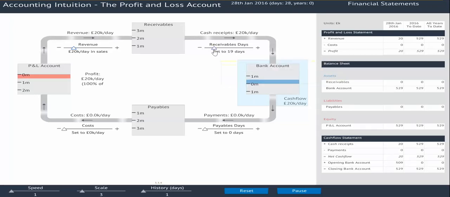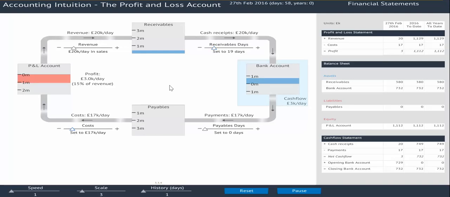Let's introduce some receivables days. So now customers have 19 days credit. And in this scenario now, the business's profit has been unaffected by that change, but its cash receipts have temporarily stopped because customers are now waiting 19 days before paying. But we see that receivables balance is building up. So the amount of blue still matches the amount of red, and you can verify that using the financial statements.